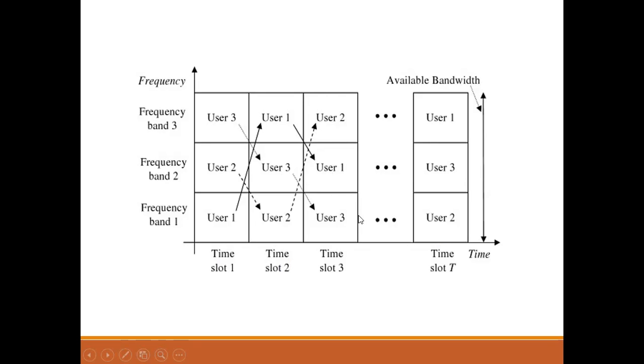Okay, you can also observe user 2. In the first time slot, it is using frequency band 2. In the second time slot, it is using frequency band 1, and in the third time slot it is using frequency band 3. In this way different users can be accommodated with different frequency bands using different pseudo random codes.